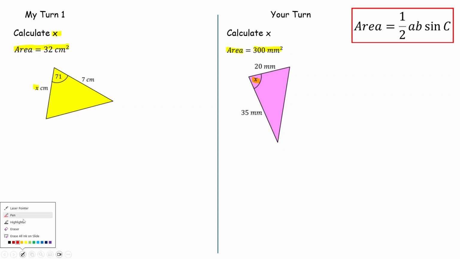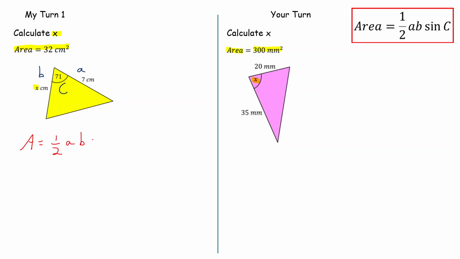As always with a trigonometry problem, you've got to label up your triangle. So we've got our angle, which is capital C, and your two sides can be A and B in either order. It doesn't matter which way you go. Then we plug it into the formula, and this time I'm going to write it out, because it's probably going to make things a bit clearer. So area is half A times B times sine of the angle C.